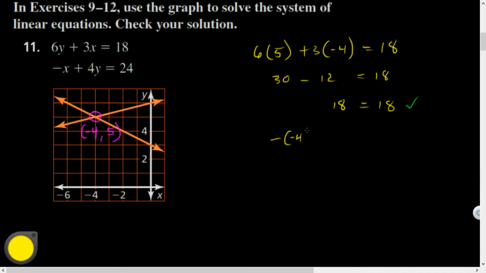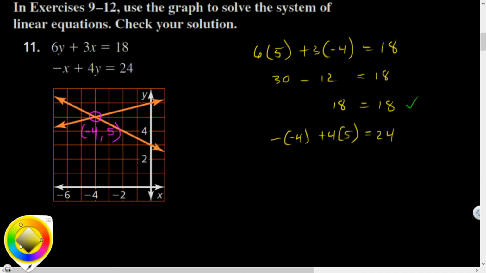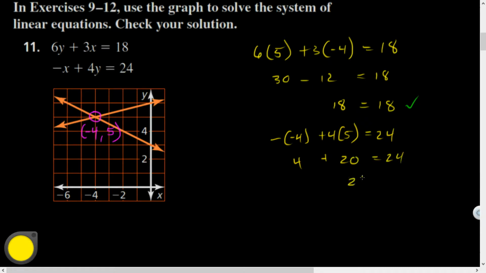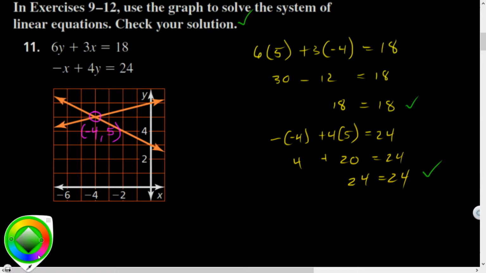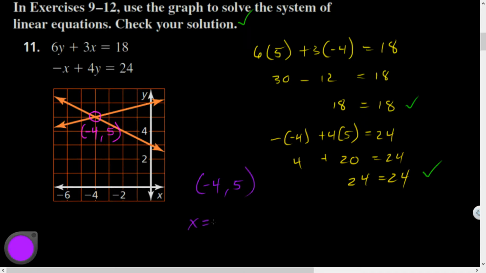The opposite of -4 plus 4 times 5, is that equal to 24? See, Cameron, you writing this down? 4 plus 20. 24 equals 24. Because it works in both of those lines, it is a solution of the system. So our solution checks out, and that is our solution. You can represent it as an ordered pair like I did, -4 comma 5, or you can represent that as x equals -4, y equals 5.